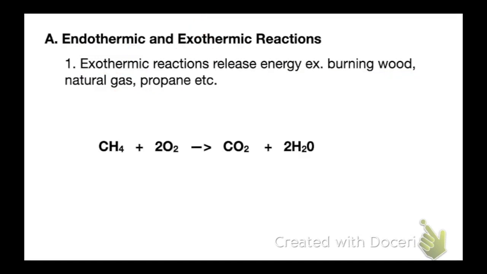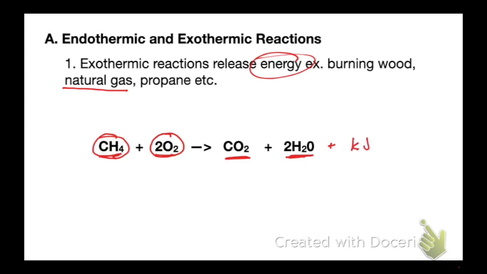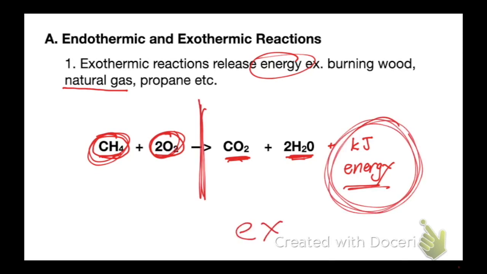So here's an exothermic reaction. Watch this. CH4 is natural gas. Whenever I take a molecule like natural gas and burn it in the presence of oxygen, so natural gas plus oxygen, I make carbon dioxide and water, and I also make one other thing. I make energy, and I put that down as plus kilojoules. This is energy. So I got this molecule plus this, I slam those together really fast, I burn them, and I make CO2, water, and energy. That's an exothermic reaction. Whenever kilojoules are on this side of the equation, it means it's exothermic.